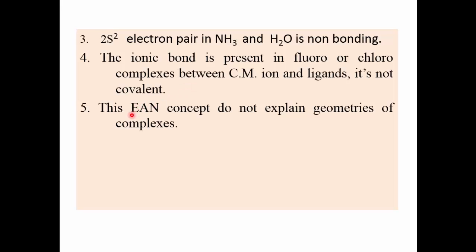Then a very important limitation, this EAN concept does not explain the geometries of complexes. We have discussed there are many types of complexes in which the coordination number is 4. When the metal ion shows coordination number 4, it shows square planar geometry or tetrahedral geometry, but it is not explained with the help of the Sidgwick model. These are the limitations of Sidgwick theory.